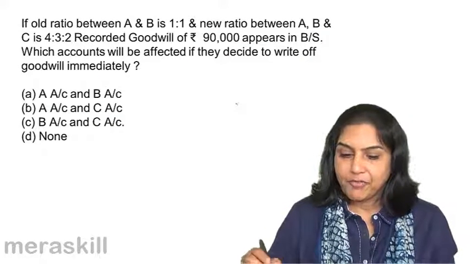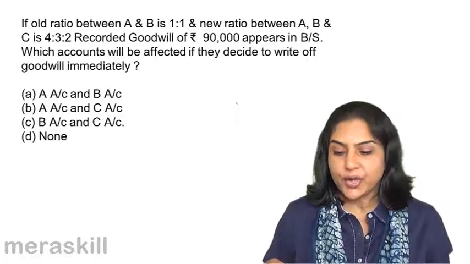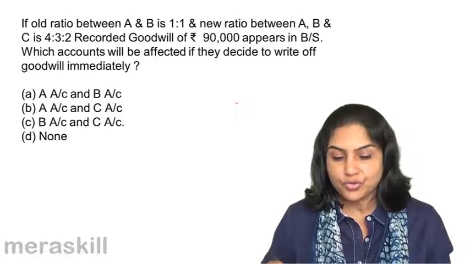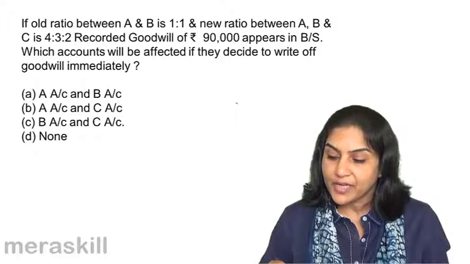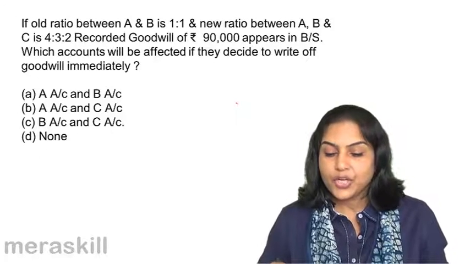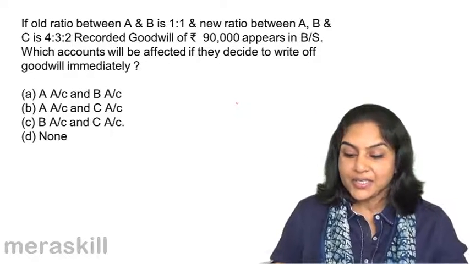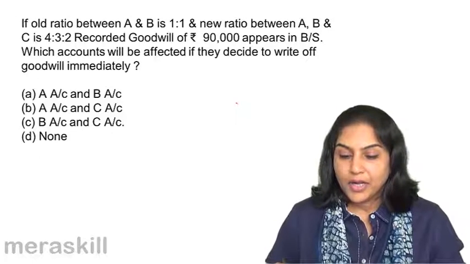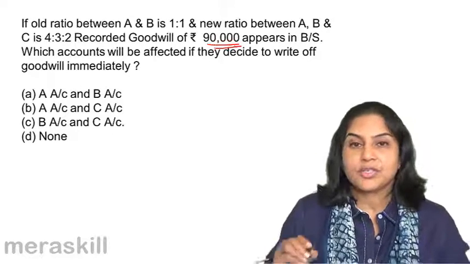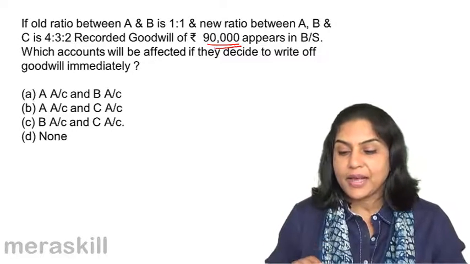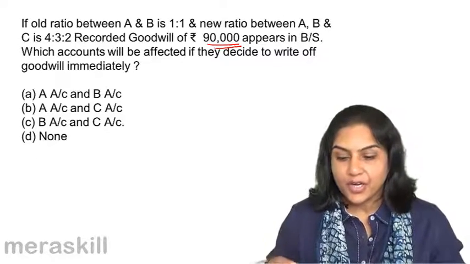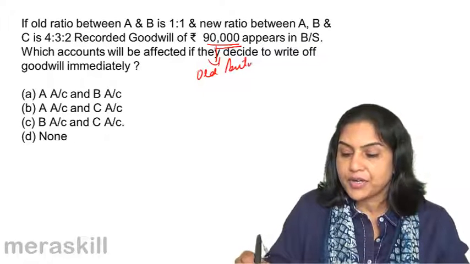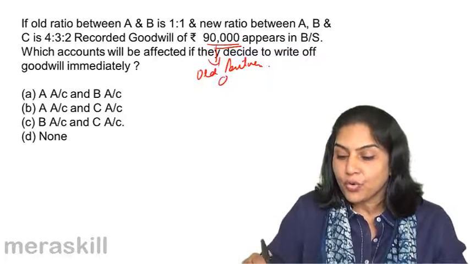Next, if the old ratio between A and B is 1:1 and the new ratio between A, B and C is 4:3:2, recorded goodwill of 90,000 appears in the balance sheet. Which accounts will be affected if they decide to write off goodwill immediately? If there is goodwill of 90,000 in the balance sheet and it is to be written off, it will be written off to old partners in their old ratio.